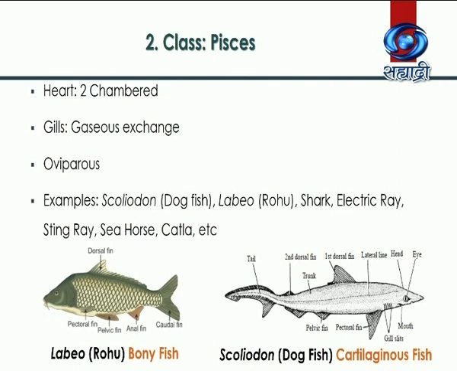In these members, heart is two-chambered. Gaseous exchange takes place through gills. These members are oviparous, that means egg-laying. Scoliodon, that means dogfish, labio, or you can say rohu, shark, electric ray, stingray, seahorse, cutla are the examples of class Pisces.